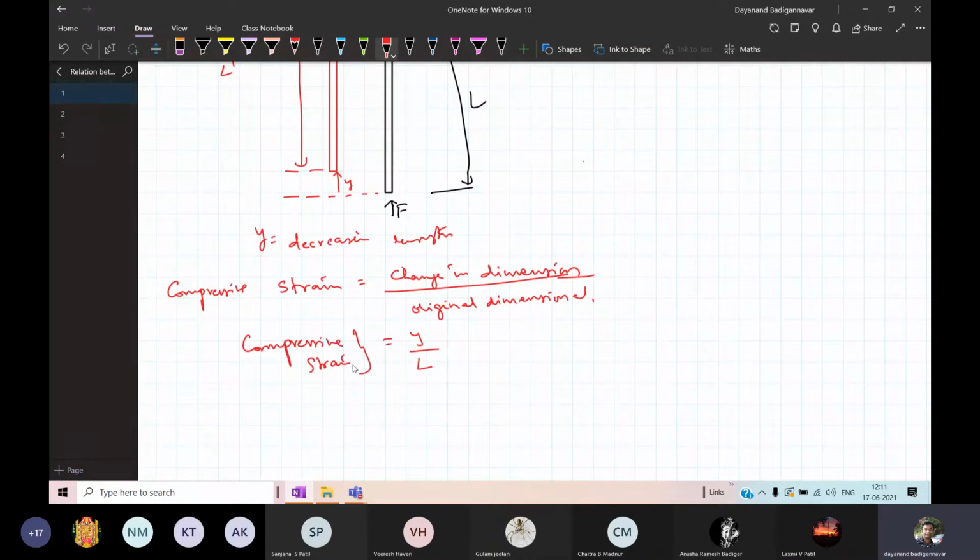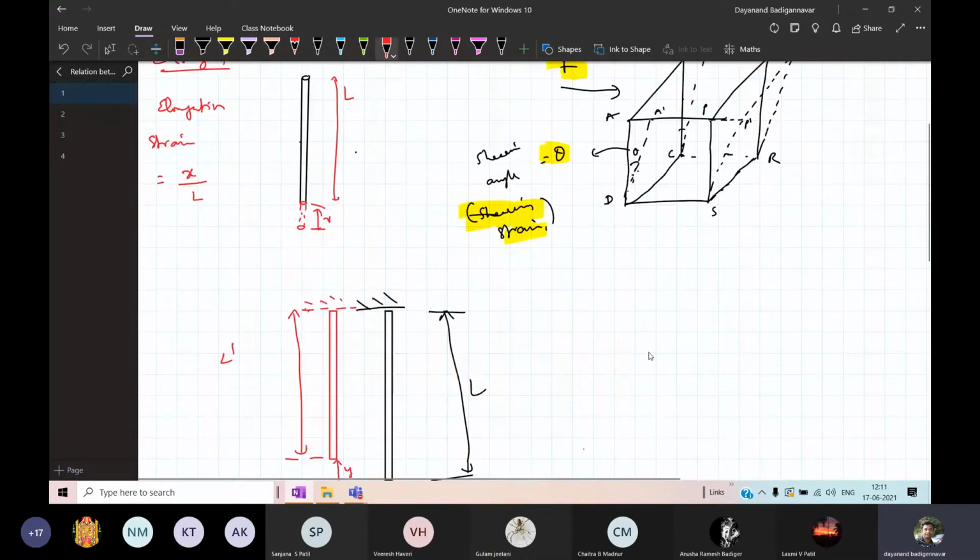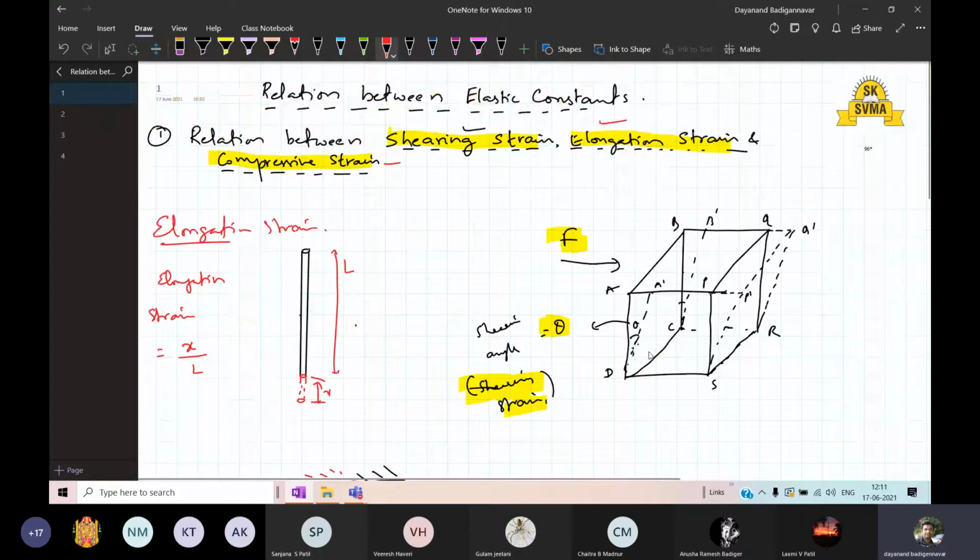Hope you got the meaning of all the three. First one is the shearing strain. So this is the theta. Theta is called the shearing strain. So this is the shearing that has happened in the body. And the second one is the elongation strain.